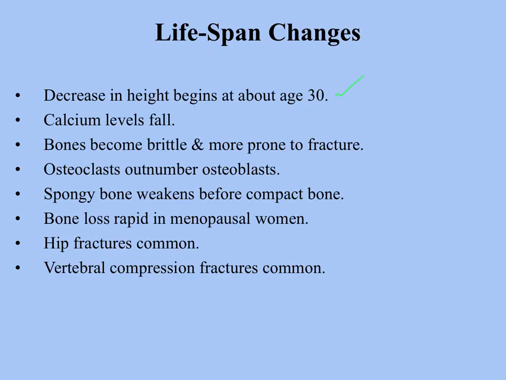Osteoclasts will start to outnumber osteoblasts. That's also going to contribute to bones becoming more brittle and prone to fracture. Spongy bone, or that trabecular bone, weakens before compact bone, and that kind of makes sense because compact bone is much more solid and it takes longer to wear that away than it does the more thin trabecular bone.